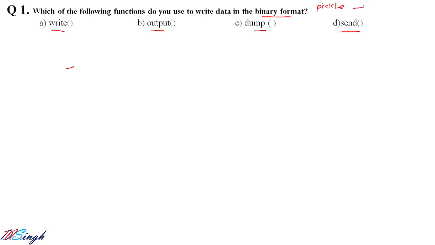Inside the pickle module you have two functions. First one is called load function, next one is called dump function. Load function will take one argument, that is file handle, and dump function will take two arguments, object to be written, and then we will write file handle. The point to remember is that dump function's first argument will always be the object to be written. So to write data in a binary file, dump function is correct.